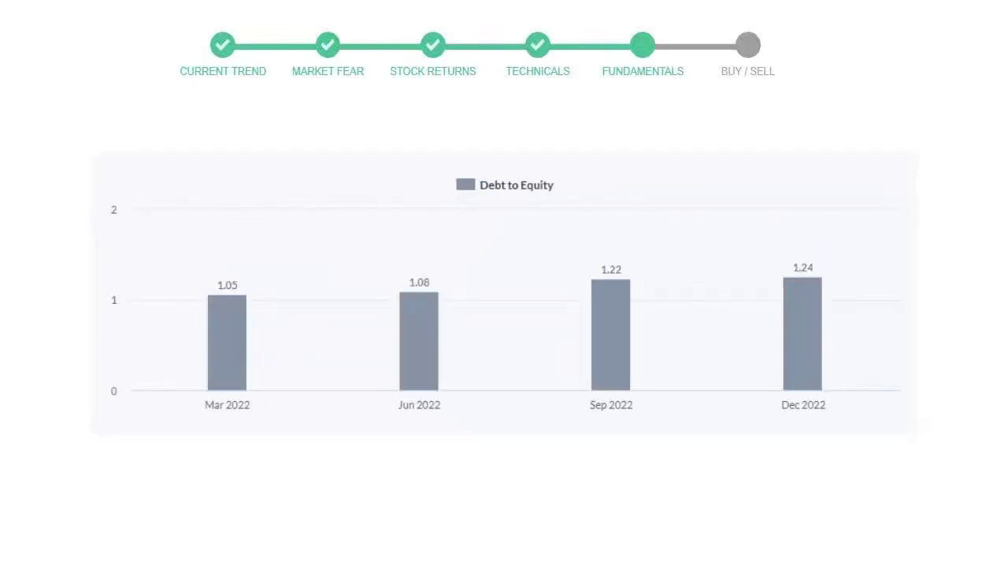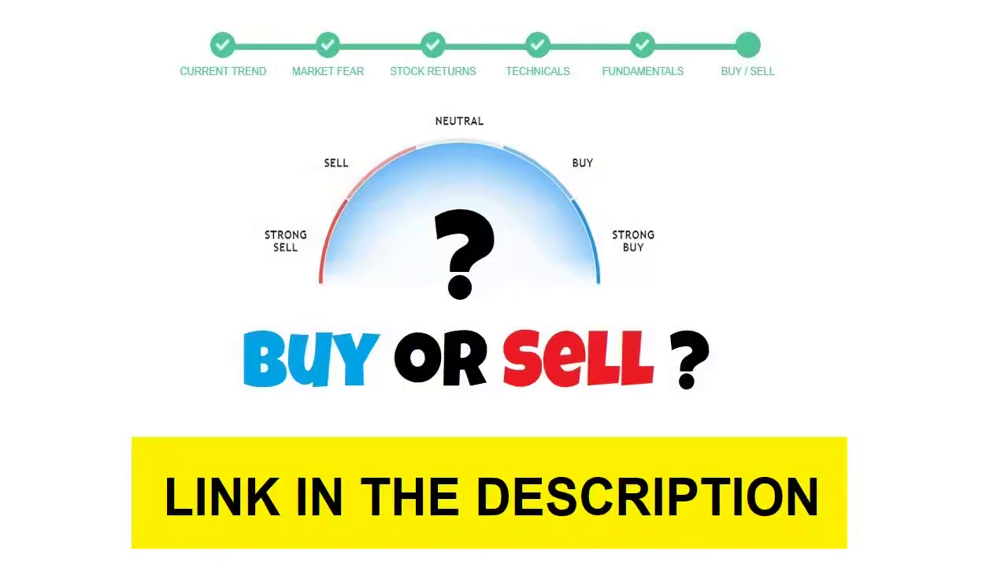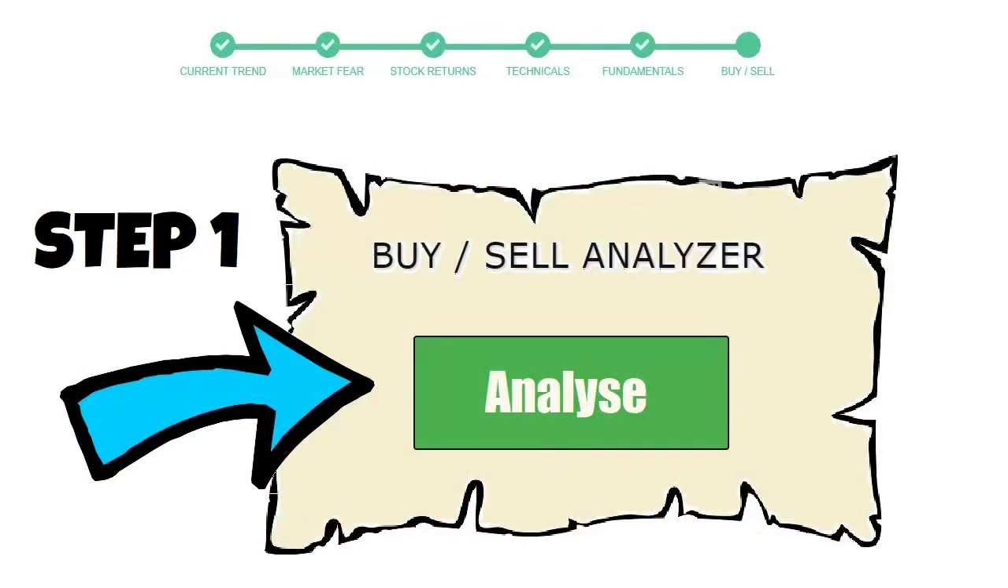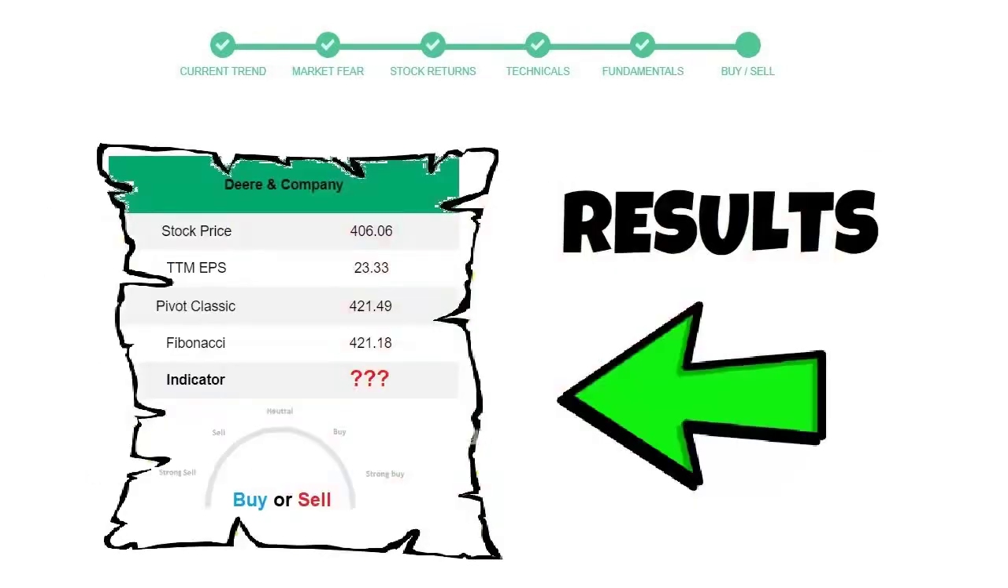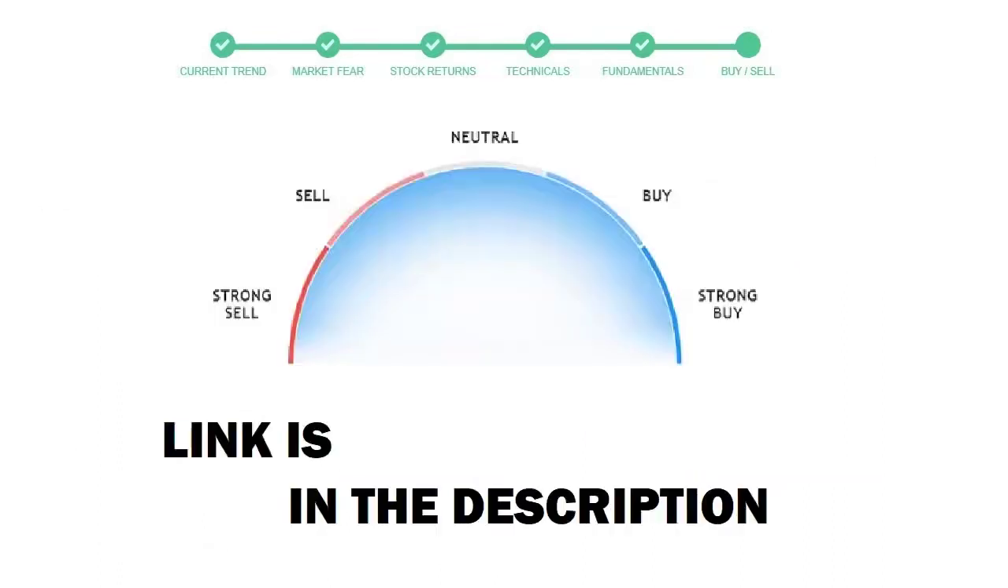To see today's buy or sell decision of this stock, we will use the buy-sell indicator web page. Just press the analyze button on the page, and it will calculate all indicators and display today's buy or sell decision for this stock.